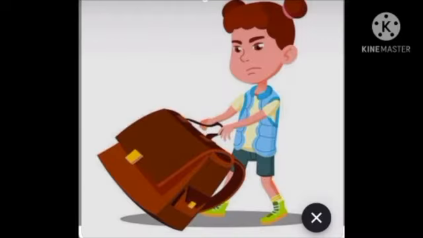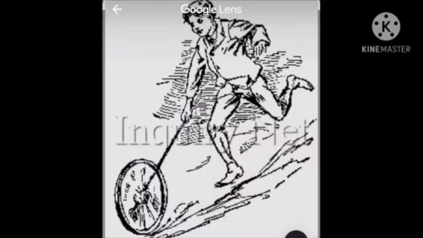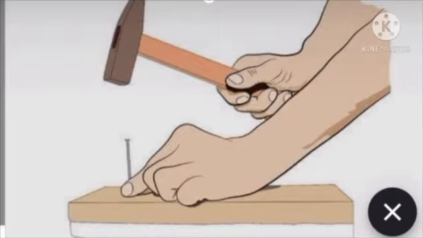Okay students, so I'll show you some pictures. In the very first picture, we can see that this girl is trying to pull a bag. Correct? She's pulling a bag. Now moving to the next picture, we can see the boy is playing with a wheel hoop. Correct? Now moving to the third picture, we can see this person is hammering a nail into a wooden plank.